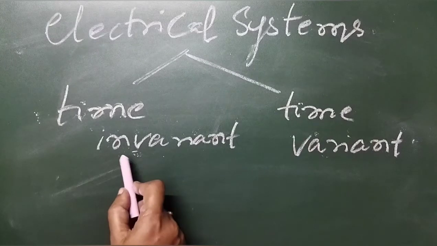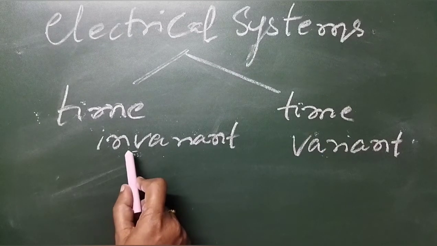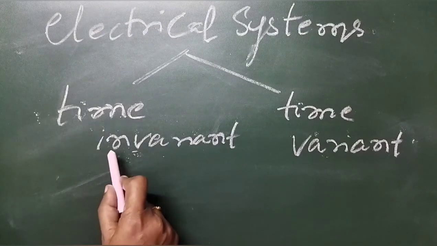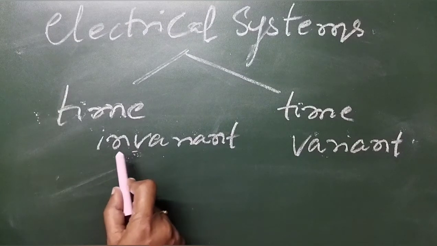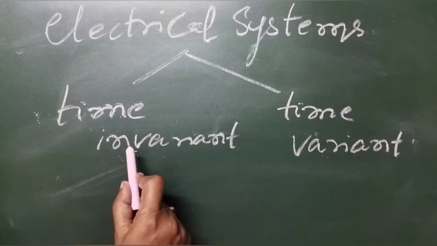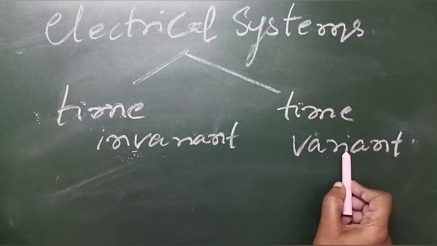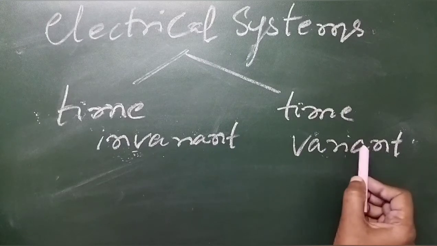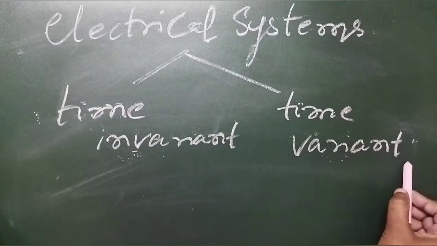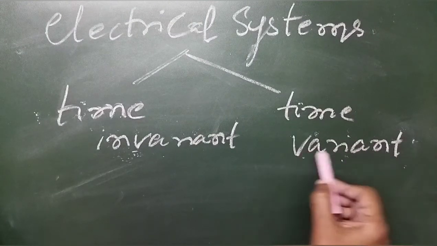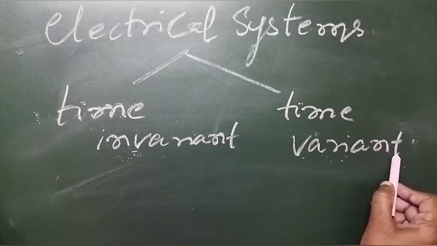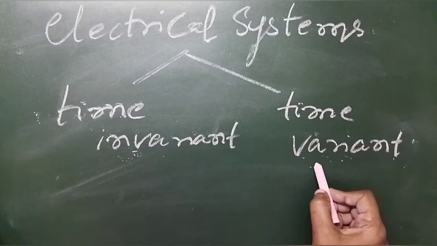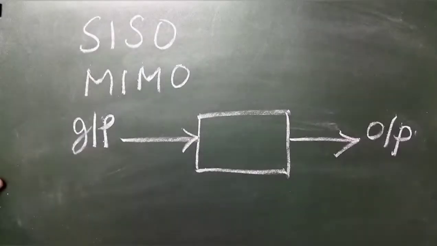In a time invariant system, the output is not dependent on time, or else we can say the output variations are independent of time. Time variant systems are systems where the output changes according to the time instant. As the time changes, you can observe the output changes with respect to the input given. That you call a time variant system.